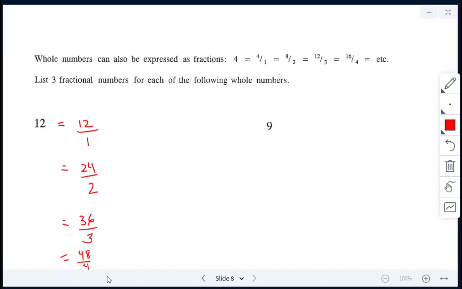All right, so this is just showing again that fractional numbers can be written for whole numbers. Just keep in mind fractions also represent division. All right, so for number 9, the first one, 9 divided by 1 gives me 9. Another one would be 18 over 2, because 18 divided by 2 gives me 9. And one more, 27 over 3. All right, because 27 divided by 3 does equal 9.